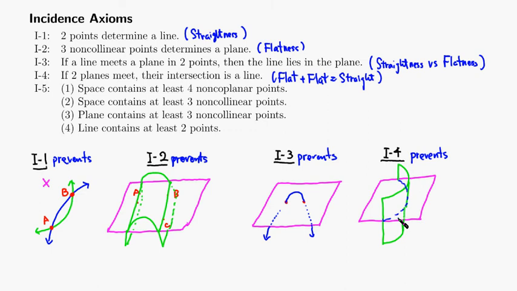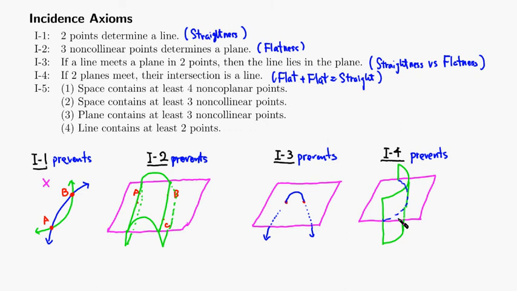Since nothing from I1 through I4 prevents a single point from being a space, I mean, a single point could be the entire space, it does not violate I1 through I4. But I5 is saying that in order to be a space, you have to have at least 4 points, and in order to be a plane, you have to have at least 3 non-collinear points, and in order to be a line, you have to have at least 2 distinct points.